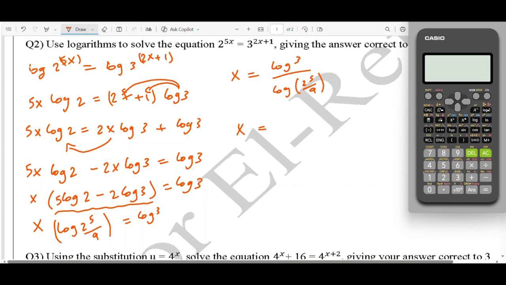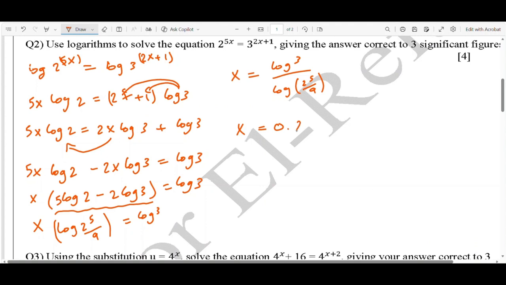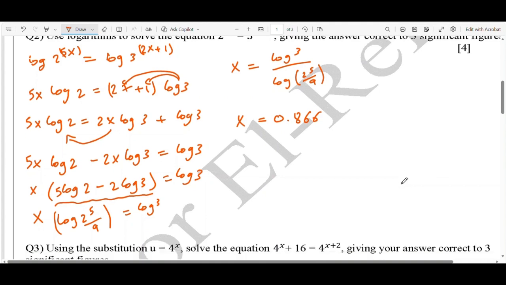So 3 equals, to 3 significant figures, 0.866. Let's move to another question. Question number 3.